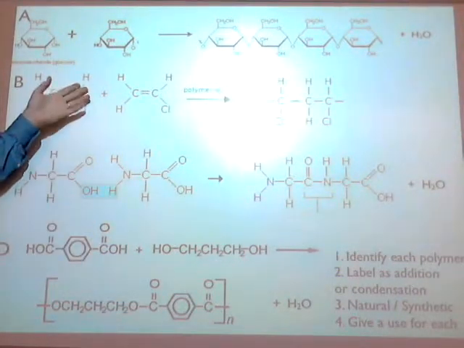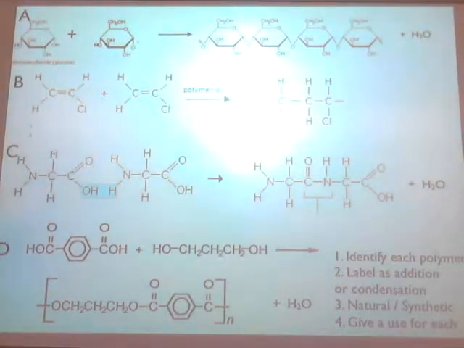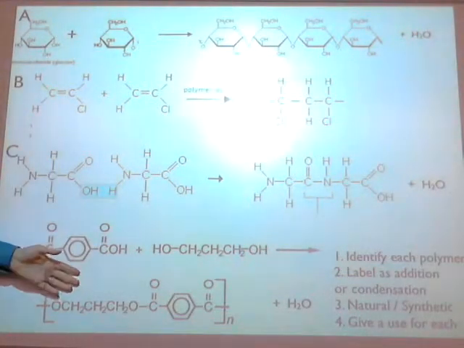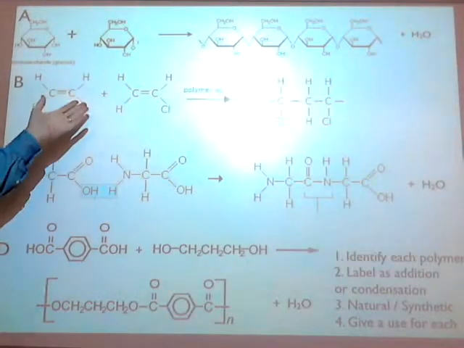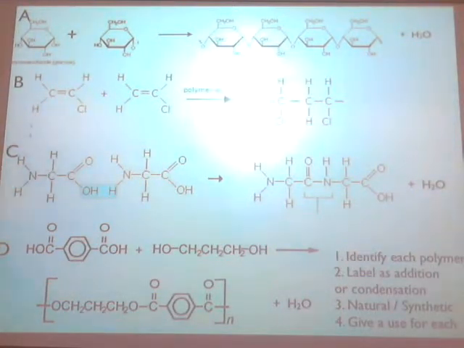And you should also know that polyvinyl chloride, which is used in PVC piping, and polyester, which is used in your synthetic fibers for your clothes, are not natural, they're synthetic. PVC pipes do not grow on trees. Nor does polyethylene. Saran wrap doesn't grow.